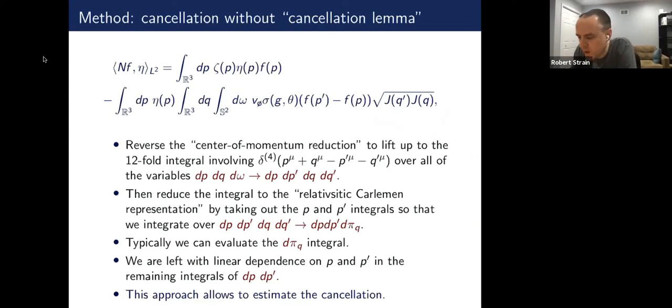They actually help you. And so the broad overview is to reverse the center of momentum reduction to lift up the 12-fold integral involving the delta function over all of the variables. So you go from dp, dq, and d omega, and you transform that into dp, dp prime, dq, and dq prime. But then you also have a delta function. And then you can reduce the integral to the relativistic Glassey-Strauss representation by taking out the p and p prime variables. And so you integrate over dp, dp prime.